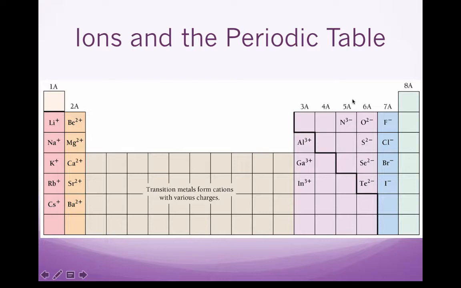And those are the predictable groups. And then nitrogen tends to form a -3 ion. And then aluminum, Ga, and In tend to form +3 ions. So those are all the ones that we can predict and the ones that you should know. And then also just know transition metals form cations with various charges. And we'll talk a little bit about that later.